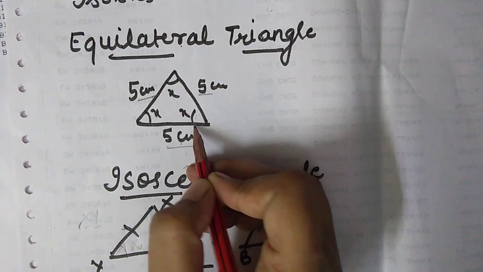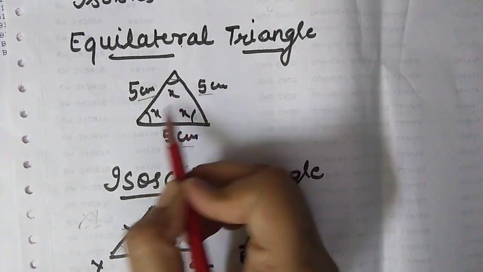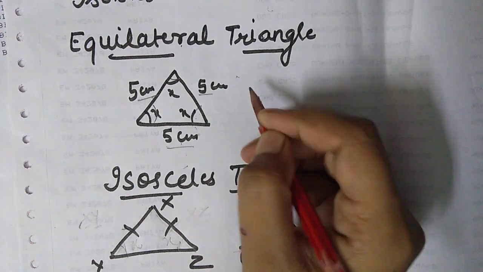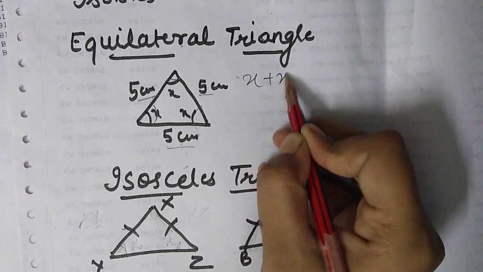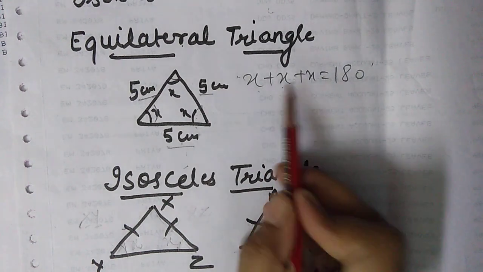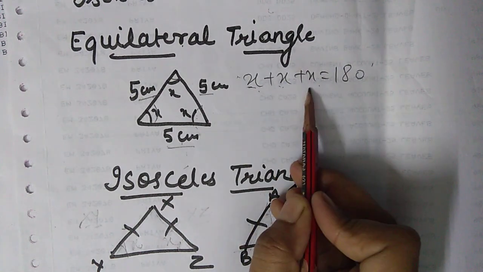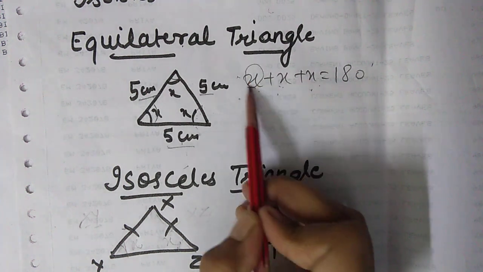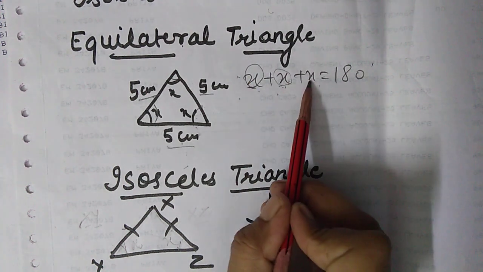You can prove this by the angle sum property, as all angles are equal. So according to angle sum property, I can write x plus x plus x is equal to 180. Why have I taken x plus x plus x? Because all the angles are equal. If the angles are equal, then we can represent them with the same variable. So here I have taken x.